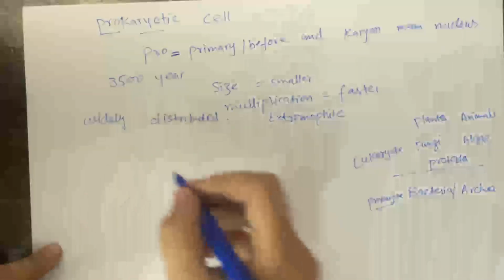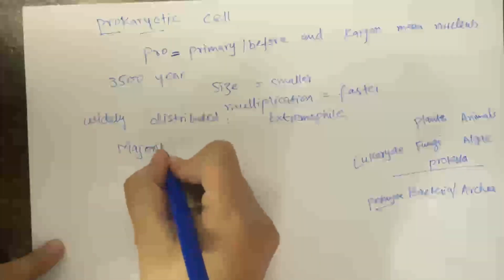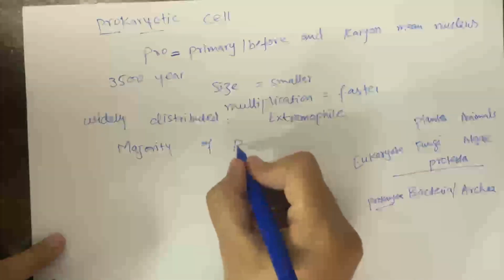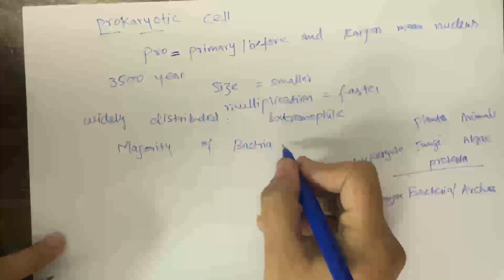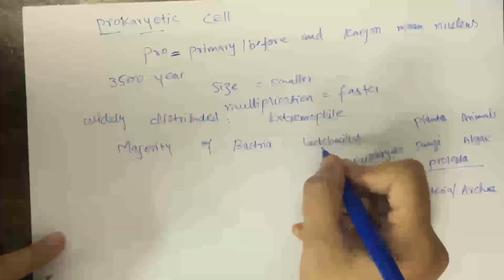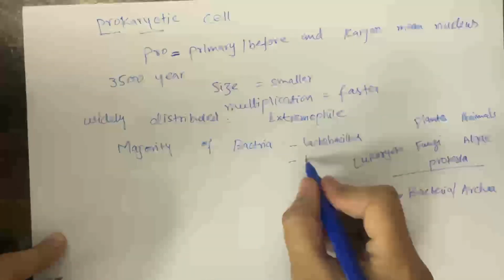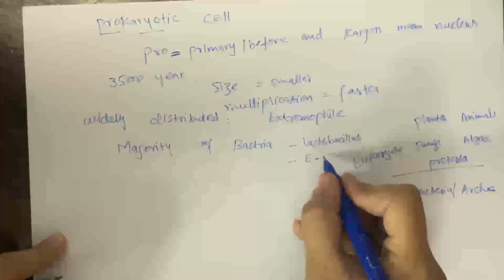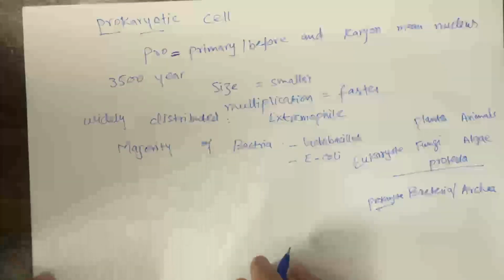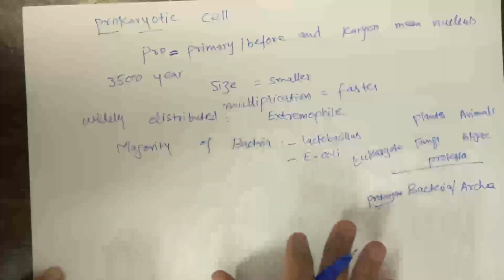A majority of the bacteria are included in prokaryotic cells, and almost all types of bacteria are included in prokaryotes. The majority of the bacteria are beneficial for human life. For example, lactobacillus is a bacteria type which is present in our milk, involved in yogurt formation. Along with that, there are some bacteria present in our intestine, Escherichia coli, E. coli, which are involved in the digestion and absorption of food. So bacteria are beneficial, but they can also cause harm to human life, as they cause infection.